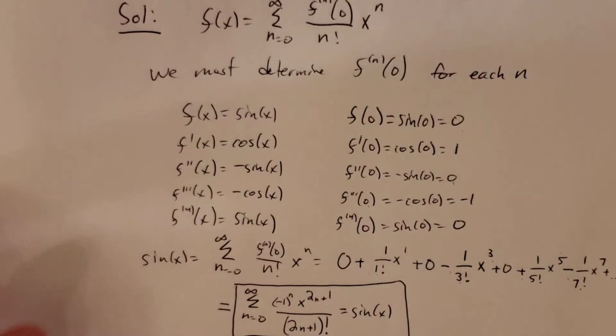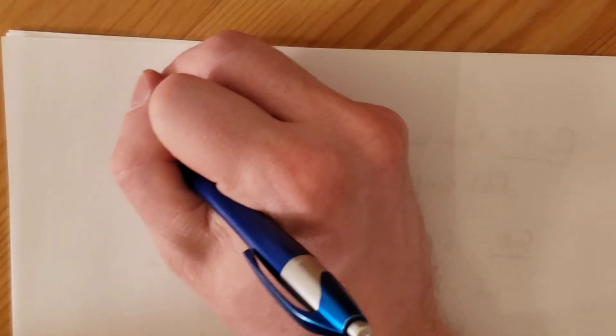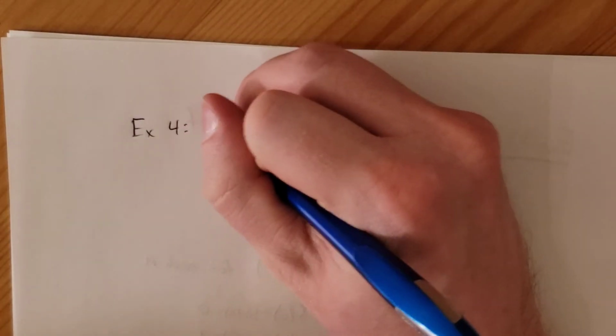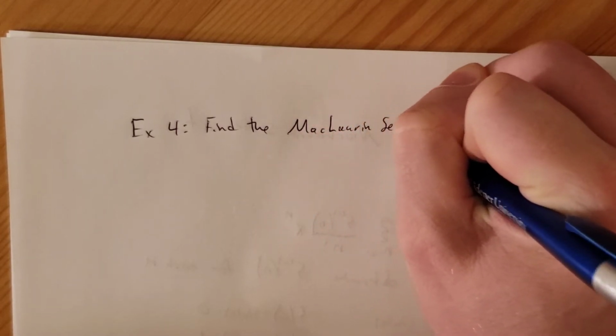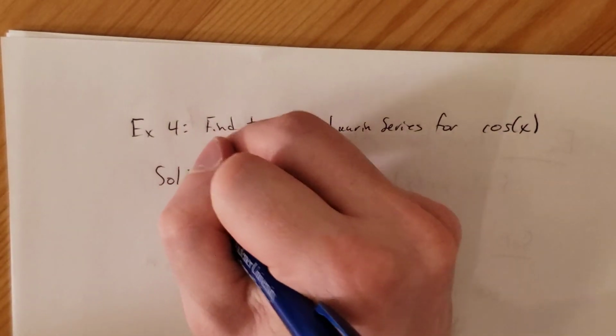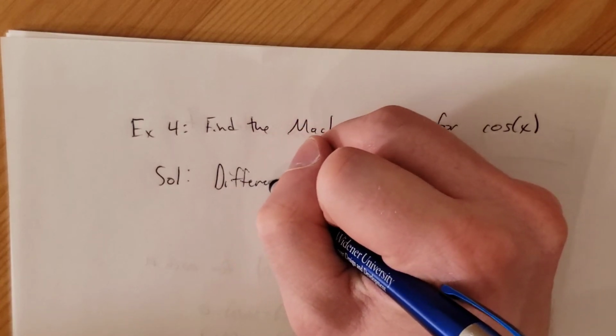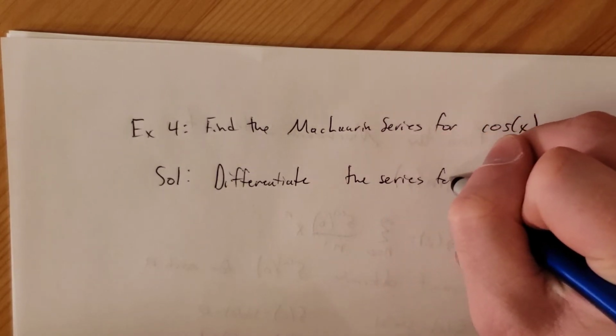All right. Let's go ahead and do two more examples now in this video. The second example is going to rely very heavily on that first one. We're going to find the MacLaurin series for cosine of x. For our solution here, we just differentiate the series for sine of x.